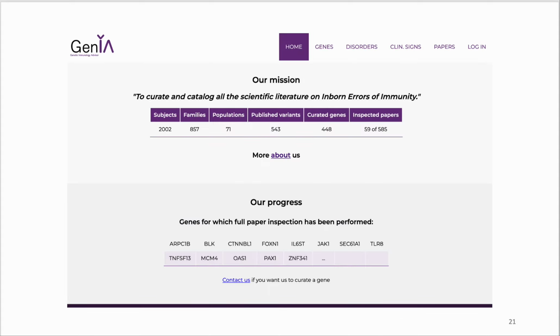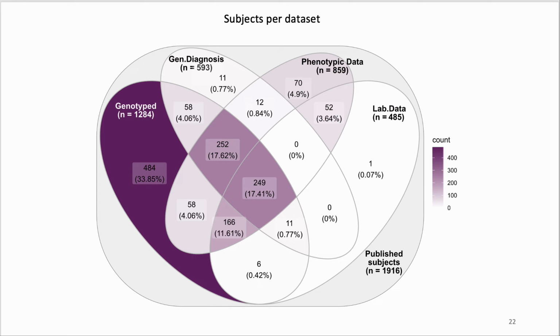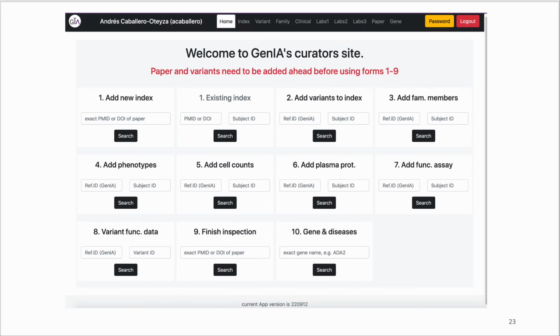And in terms of the genes for which we have been able to perform full paper inspection, we usually keep track of that here. As you can see, we definitely are working hard, but appreciate a lot of help because we are trying to curate and catalog all of the scientific literature on known inborn errors of immunity, and that is quite a challenging task. But we feel we are up to it, especially with the help of the IEI community. As you can see here, we have many subjects per data set, and there are significantly many groups of data to be included. Our curators have a dedicated interface that makes it really easy to enter new information and to manually curate papers.